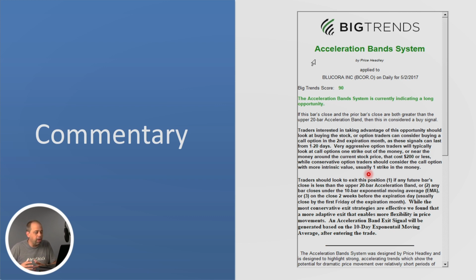But he doesn't stop there. In addition, he's basically going to tell you you should look to exit this position if any of the futures closes less than the upper 20 acceleration band, or if this happens, or if this happens. So he's really not leaving anything to chance here. He wants you to understand when you're going into the trade exactly why you're taking that trade, what options you should be looking at, and when you should be looking to exit that trade. And of course, when that exit condition is met, MetaStock will automatically tell you as part of the expert advisor.